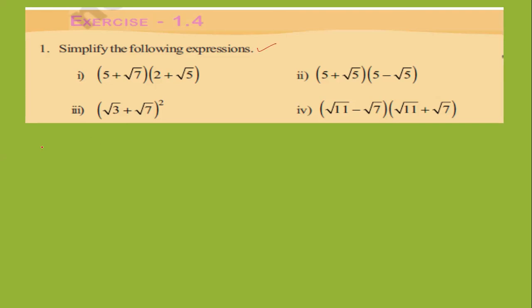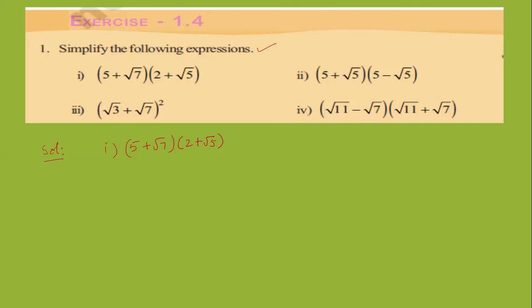Simplify the following expressions. You may observe there what is given. What is the first question here? (5 plus root 7) into (2 plus root 5). Already you know the properties of real numbers from previous videos. How is it? Root a plus root b into root c plus root d.